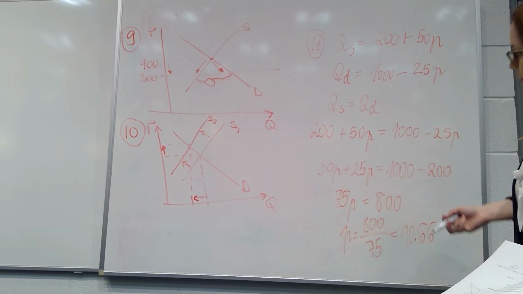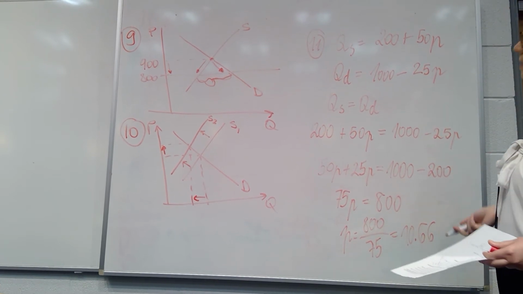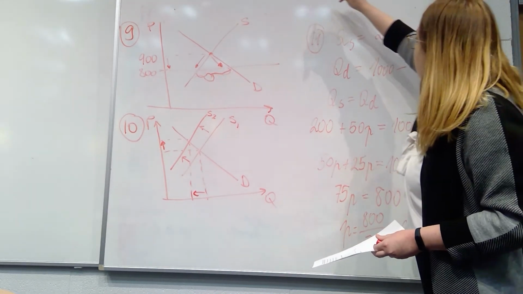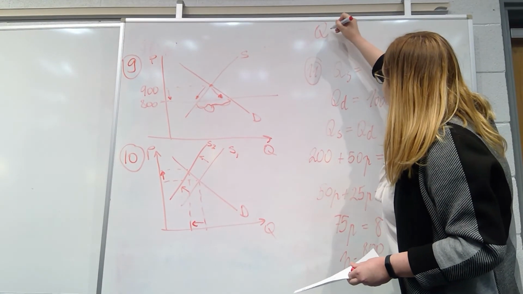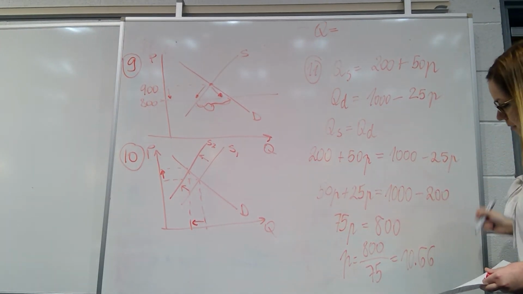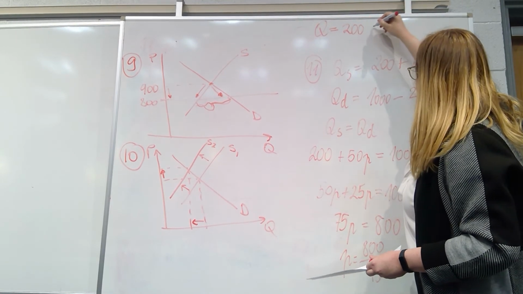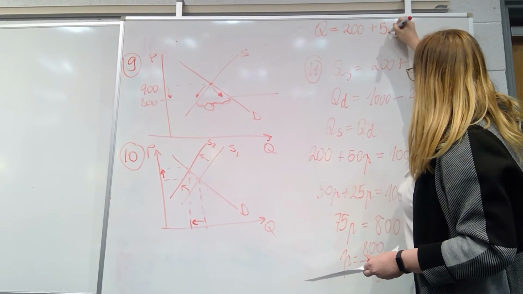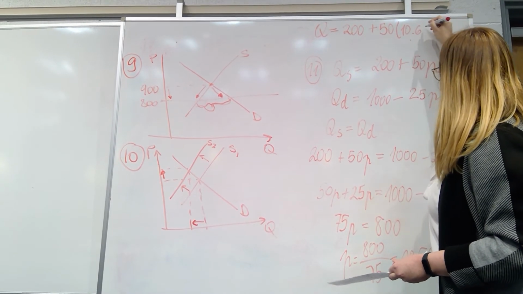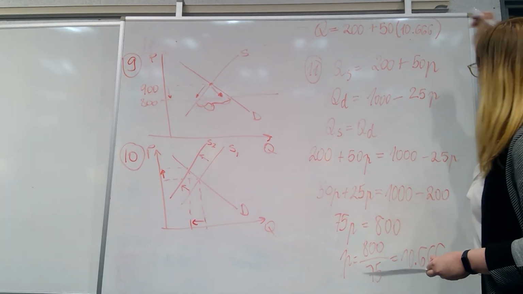And we are also supposed to find quantity supplied or quantity demanded for this market. They are supposed to be equal. So if we plug our price into either quantity supplied or quantity demanded, we should get the equilibrium quantity. So we have 200 plus 50 times 10.66. There's a 6 missing here, so 0.666.